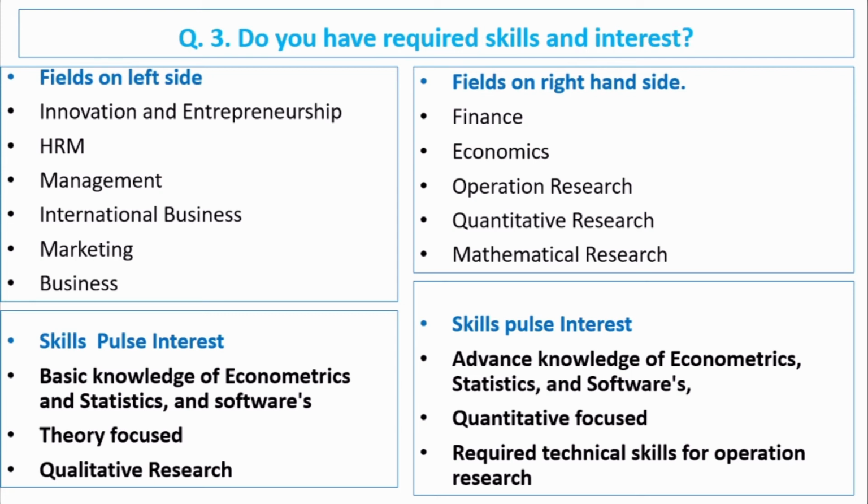Let's suppose, just for your understanding, I need the basic knowledge of econometrics, statistics. I should know the software, and then I should be aware that these types of research and fields are more focused on theories and framework. Qualitative research option is also available to conduct the research in these fields. On the other hand, if someone wants to be an economist, he or she should have a high and advanced knowledge of econometrics, statistics, softwares. The research is more focused on quantitative.